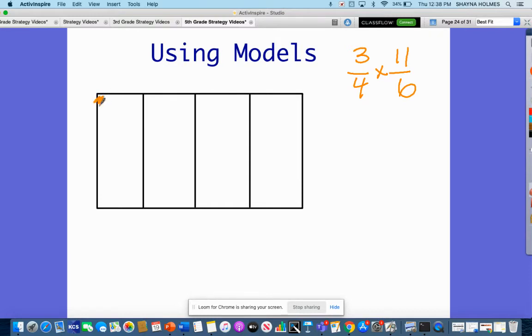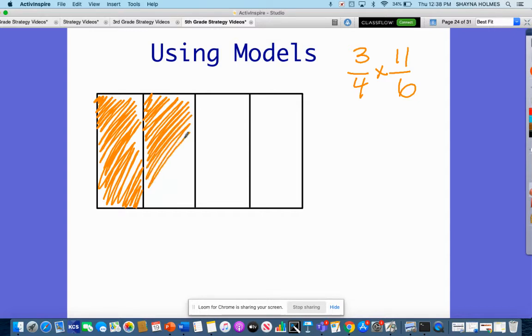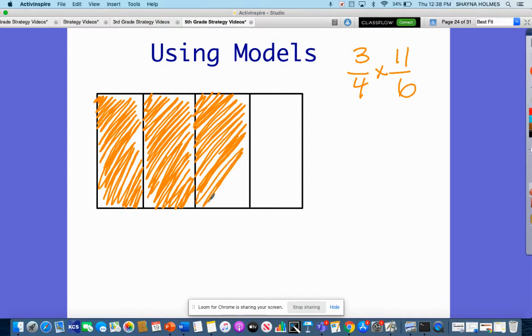So here I already have this divided into fourths, and then I'm going to color these in. I'm going to color in 1/4, 2/4, and then 3/4. Okay.